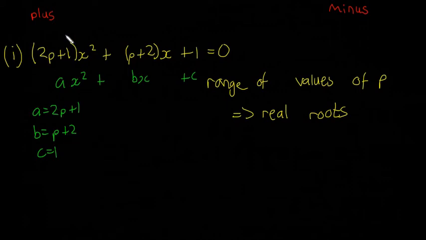Does that make sense? They're the numbers before the x squared, the numbers before the x, and then just a constant on its own. So these are the values.